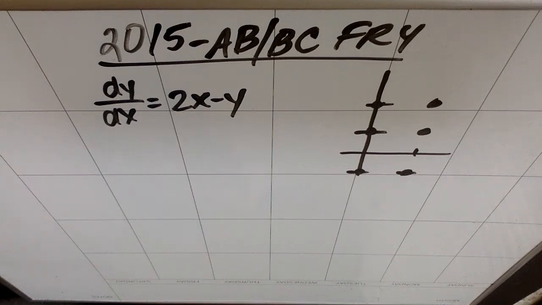All right, we are back at AP Review. This is 2015 AB BC for response 4. Consider the differential equation dy/dx equals 2x minus y.